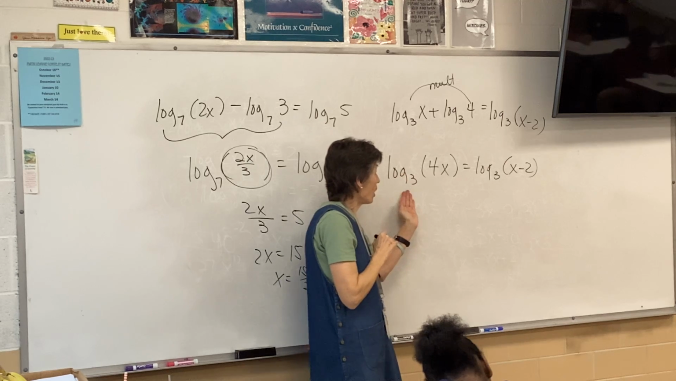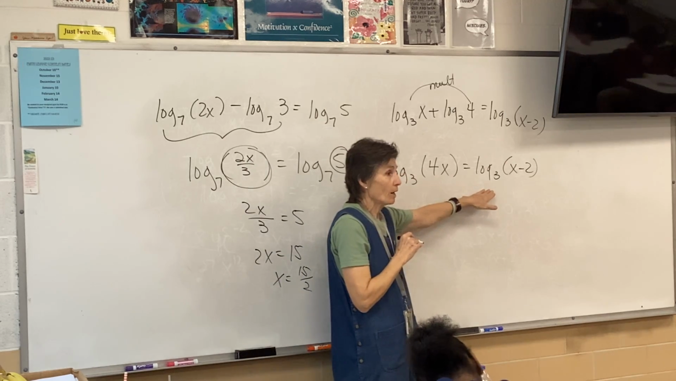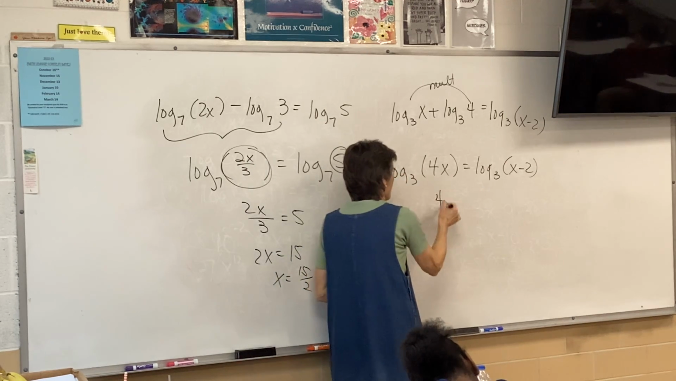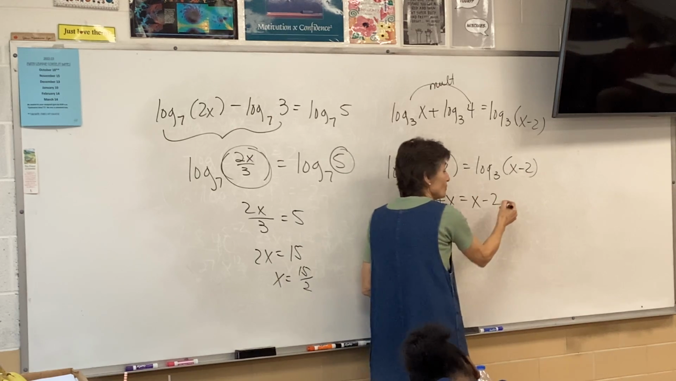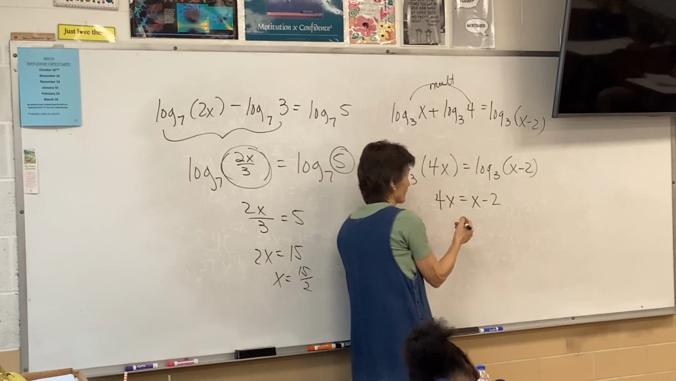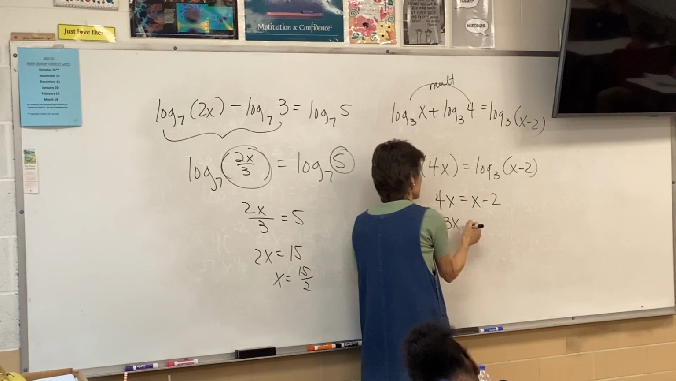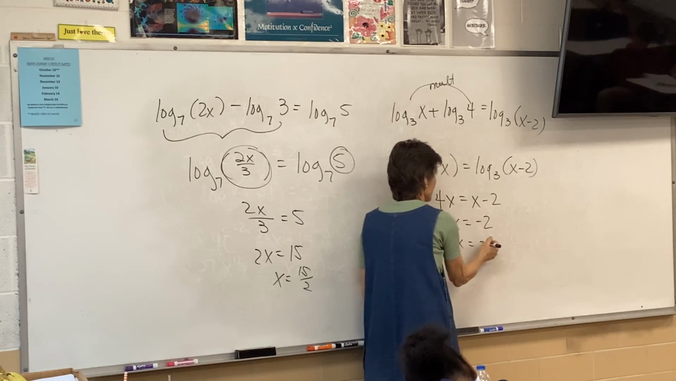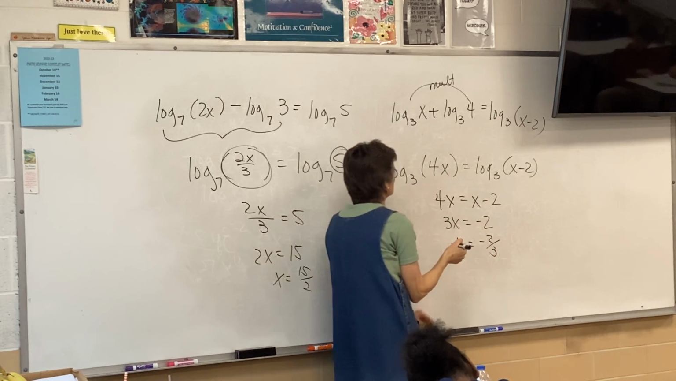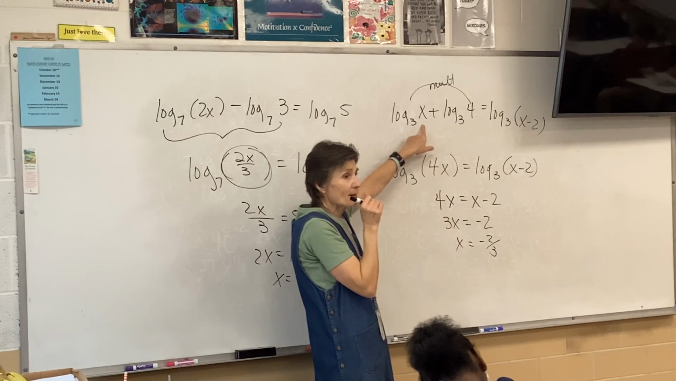Now we have log equal to log. 4x equals x minus 2. 3x equals negative 2. x equals negative 2/3. Can I do that?